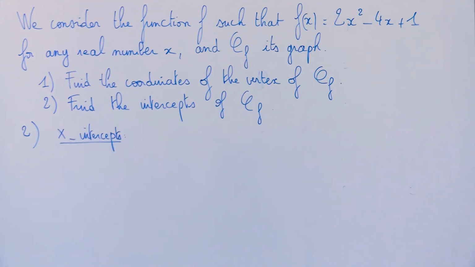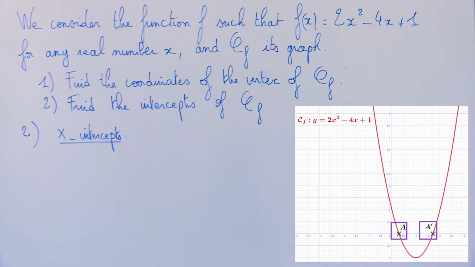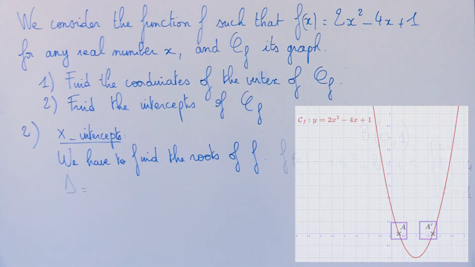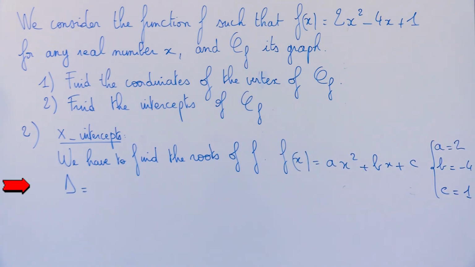Now we will find the x-intercepts of Cf, that's to say the points at which the graph Cf crosses the x-axis. We can remark that those points don't necessarily exist. So, in order to find the x-intercepts of this function, we have to find the roots of f if they exist. The first thing to do is to calculate the discriminant delta of f, our quadratic function.